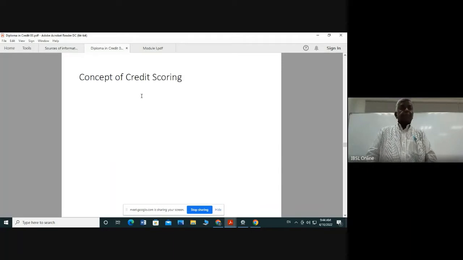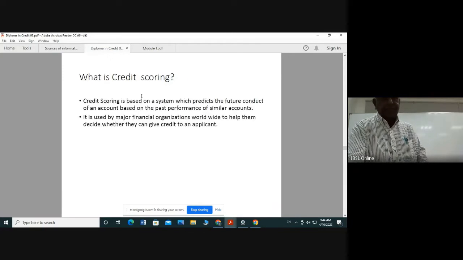Right. Now we are moving on to another important area, the concept of credit scoring. What is credit scoring? Please read with me and try to understand the meaning. Credit scoring is based on a system which predicts the future conduct of an account based on the past performance of similar accounts.